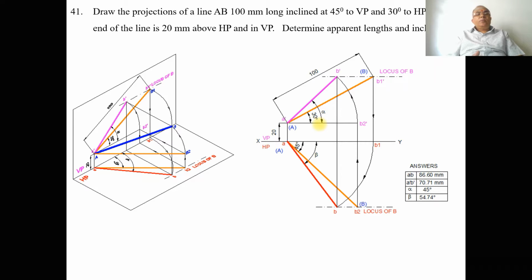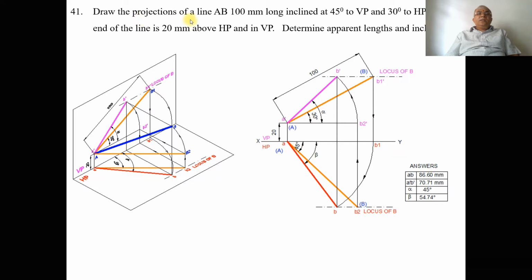Now we are going to take up one more problem on the projections of lines. So the problem reads like this. Draw the projections of a line AB 100 mm long, inclined at 45 degrees to VP and 30 degrees to HP. One end of the line is 20 mm above HP and is in VP. Determine its apparent length and inclination.